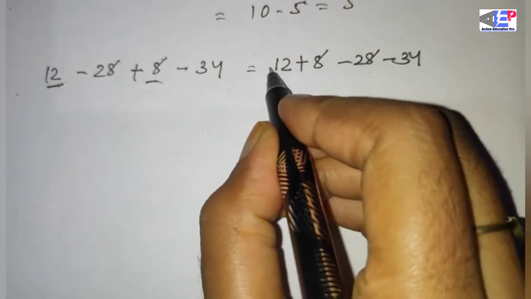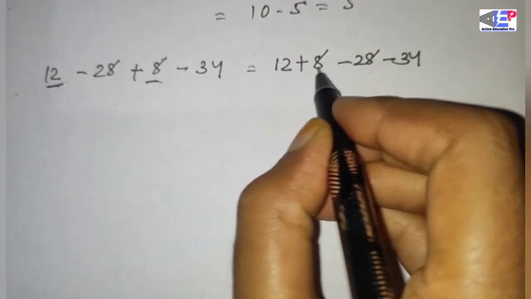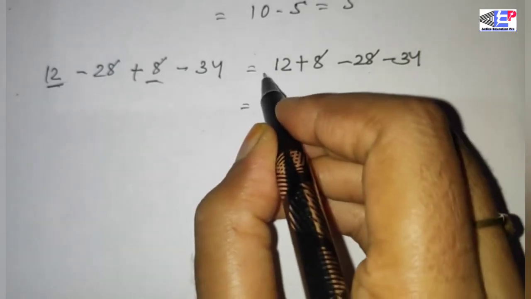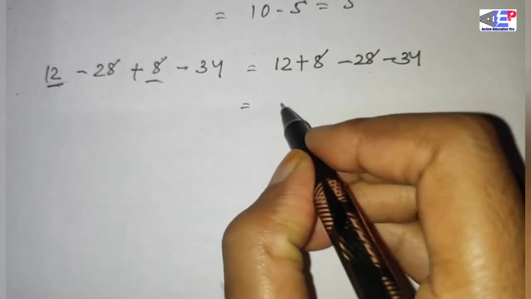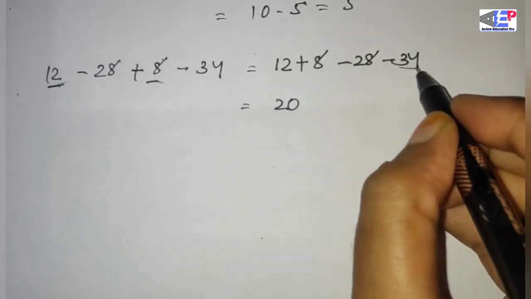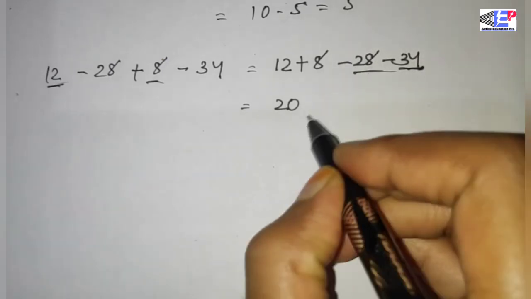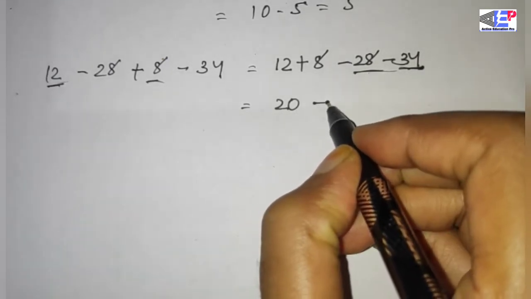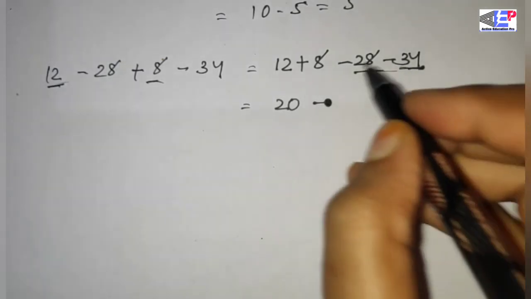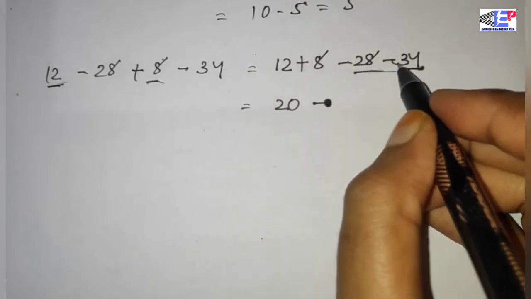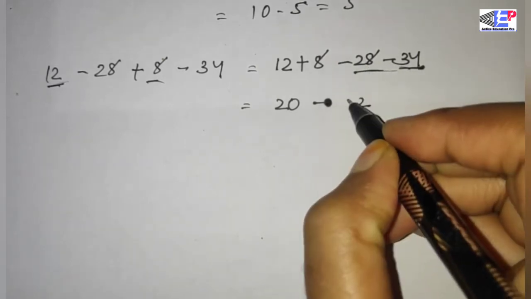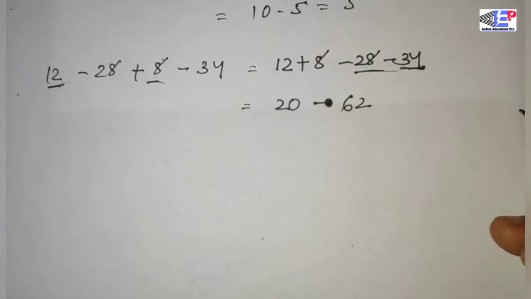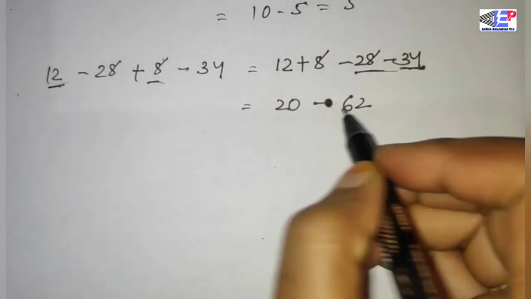In the addition of integers of the same sign, the sign will remain the same, so positive, no need to put a positive symbol, and then add the numeric: this is 20. Both are negative integers, so put the negative sign at the time of addition if both integers are of the same sign, and then add the numeric: 28 and 34 is 62. Look here, 20 minus 62.